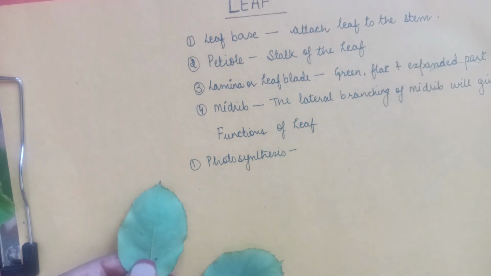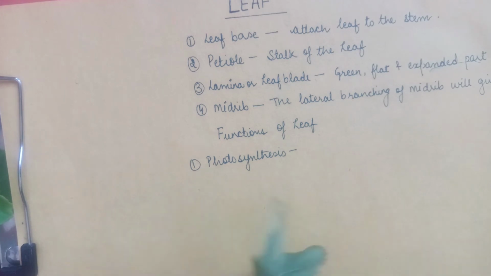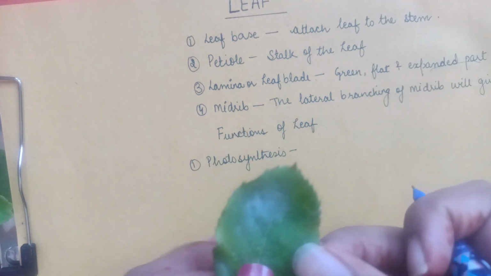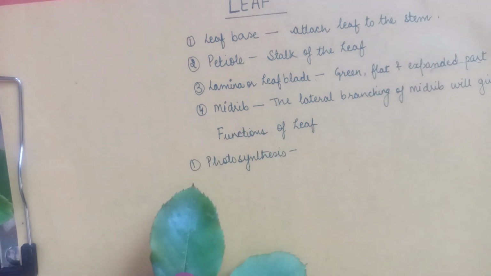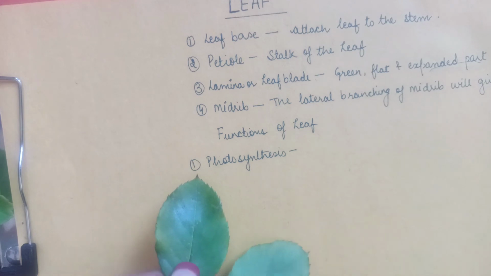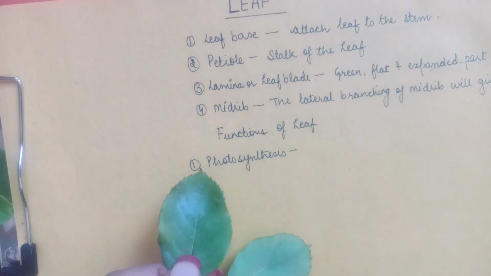And all green cells of the leaves have chlorophyll. This green color pigment is due to that chlorophyll. Yes, and it traps the energy from the sunlight and helps in the synthesis of glucose from carbon dioxide and water. This is the process of photosynthesis.